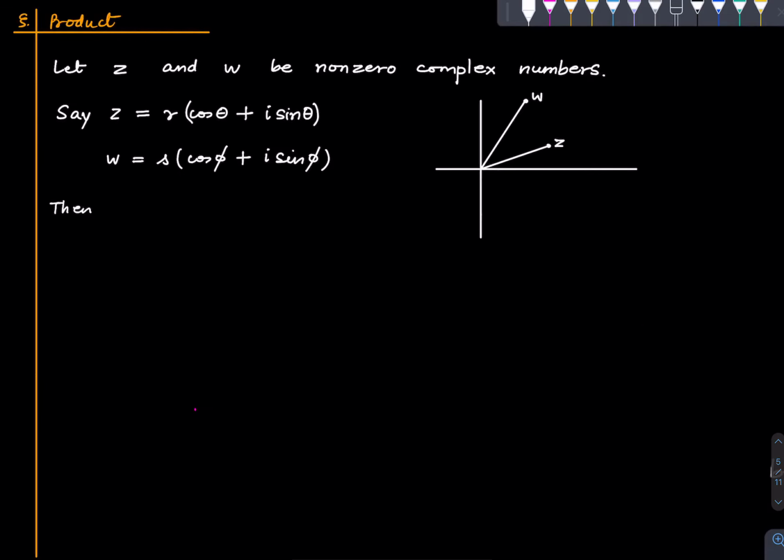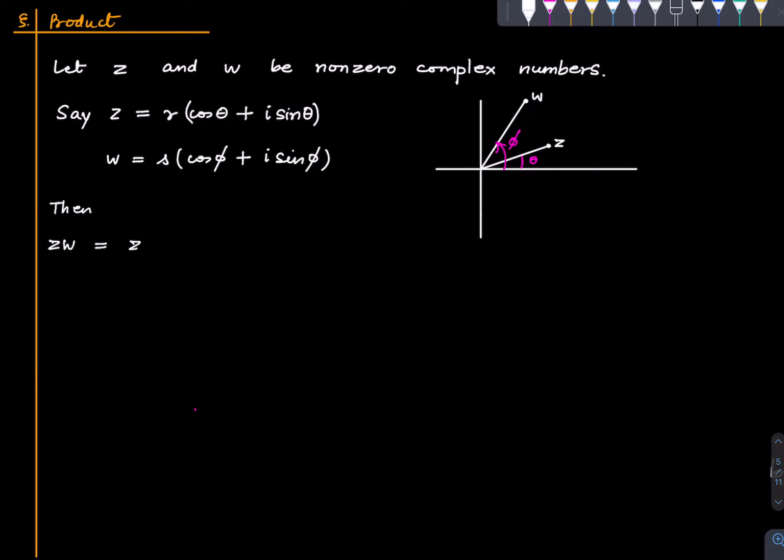Okay. Product of two complex numbers. Now this is the most interesting thing about the whole of complex numbers that we are going to discuss anyway. So suppose z and w are two non-zero complex numbers. Let's say z is r times (cos theta plus i sin theta), where r is some positive real. w is s times (cos phi plus i sin phi), s is some positive real. So theta and phi are arguments of z and w respectively, indicating that in the figure. Alright, so let us compute zw.